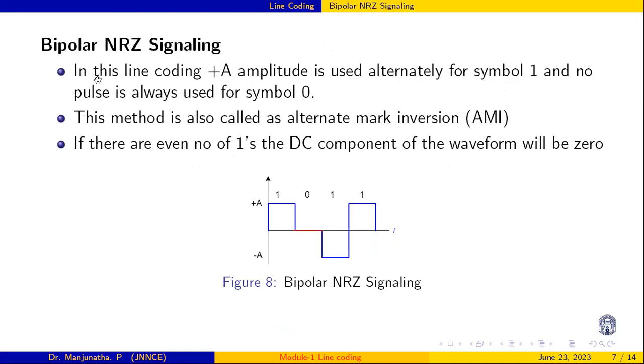Bipolar NRZ signaling. In this line code, plus A and minus A amplitudes are used alternately for symbol 1, and no pulse is always used for symbol 0. This method is also called alternate mark inversion. Consider now 1, 0, 1, 1. For the first 1 we have plus A; for 0, nothing is transmitted. Next is a 1, so here we have minus A. For the next 1, we change again, and it is plus A.